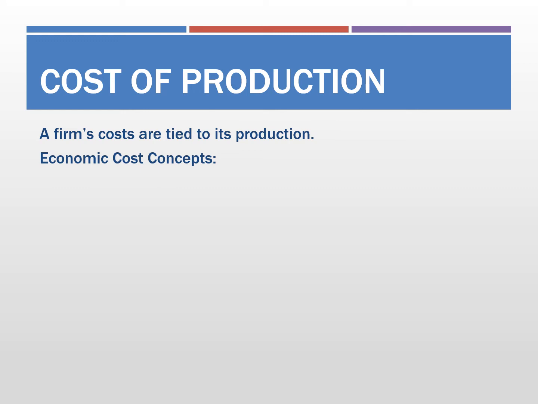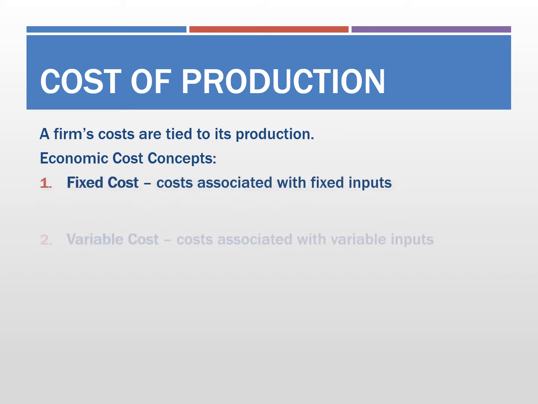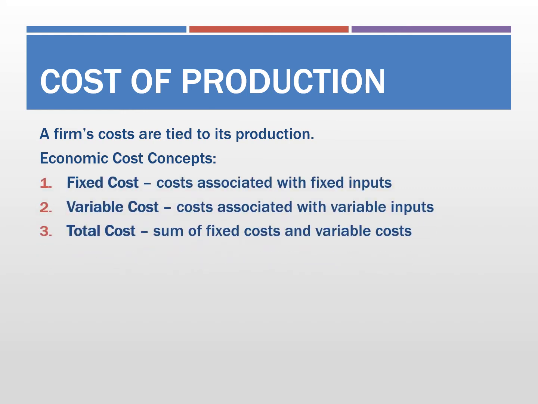In economics, there are a few cost concepts that you have to know. Number one, we call this a fixed cost. The fixed cost in production refers to the total cost of the fixed inputs in the short run. The variable cost, on the other hand, refers to the total cost of the variable inputs in production.